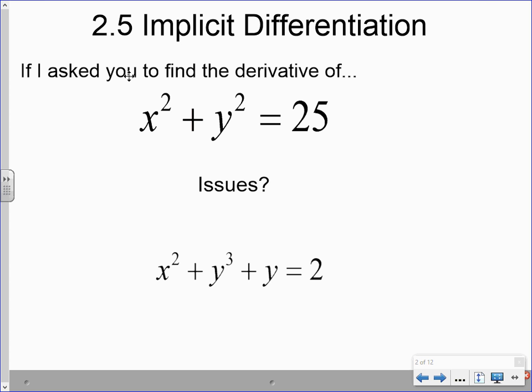Could I solve for y here? Probably not. Okay, so we're going to run into some issues. All right. Cole, you were on the right track when you said 2x plus 2y. So even though you thought that that was completely silly, it was not.